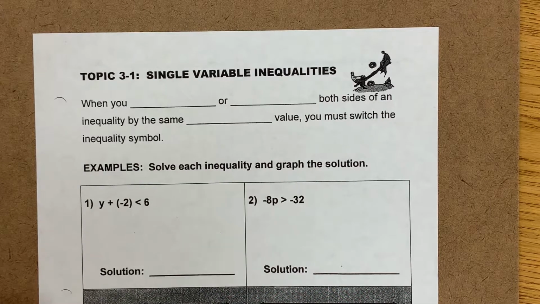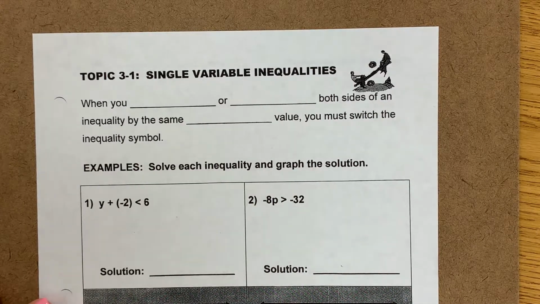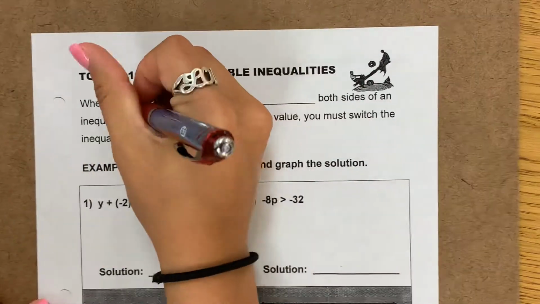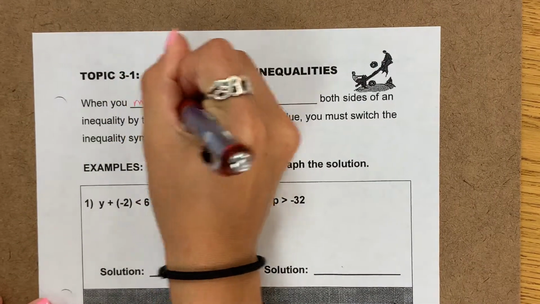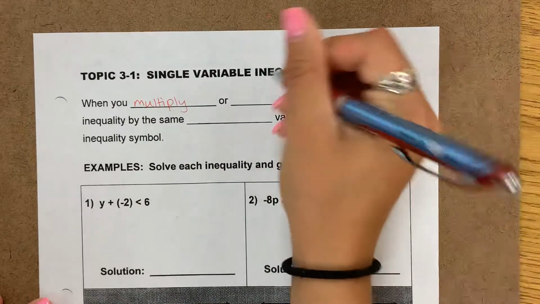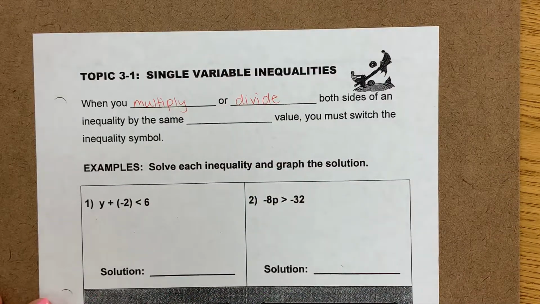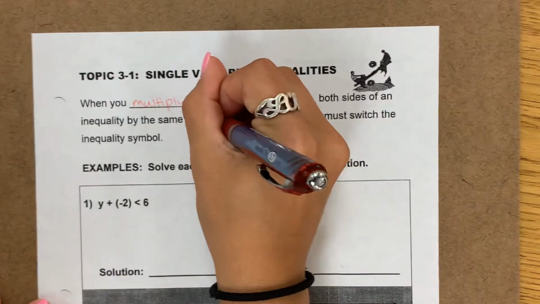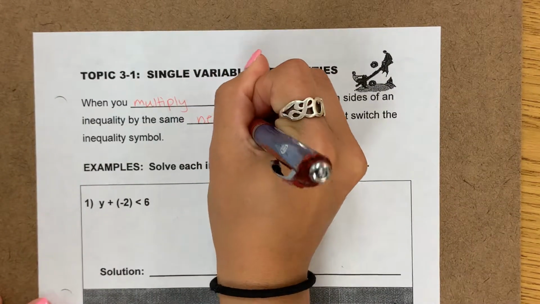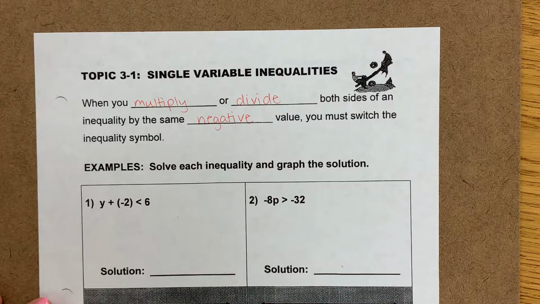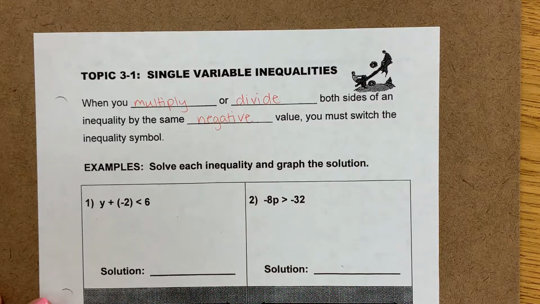All right, today we're solving single variable inequalities. So one of the rules for that is when you multiply or divide both sides of an inequality by the same negative value, you must switch the inequality symbol. So if it's already greater than, you switch it to less than.